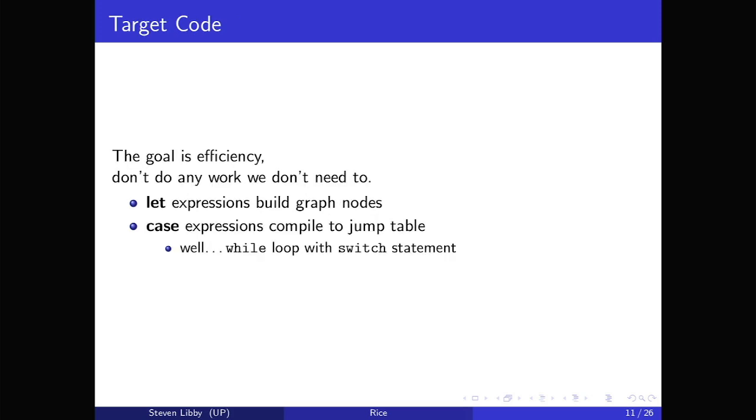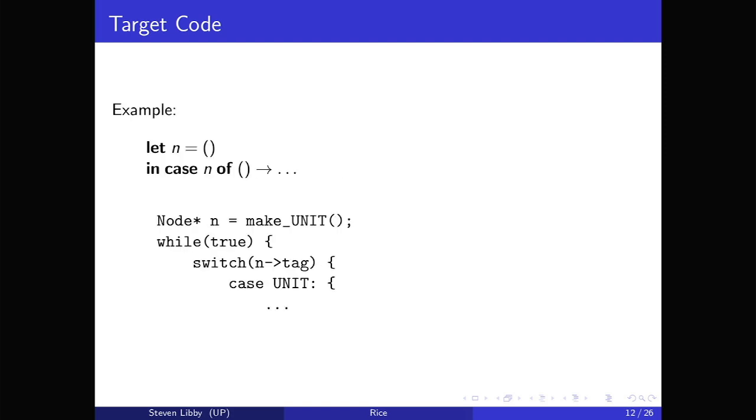OK, so let expressions should build nodes in the graph, so they should be assignment statements. Case expressions are what actually does the flow of control. And it turns out the best way to implement them, for me at least, was a while loop with a switch statement. And so we can see that here. My let n equal unit, I make unit, I store that in a node, and then my case expression gets translated to a while loop with a jump where I check the tag. And then there's a lot more to this, but this is kind of the basic framework.